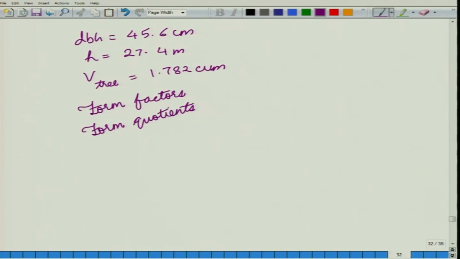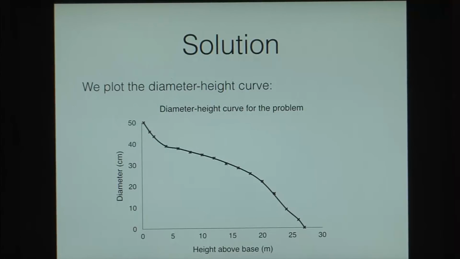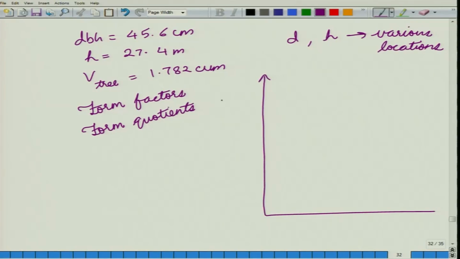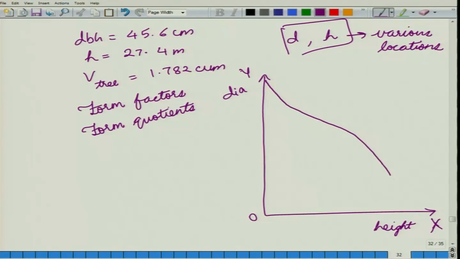So, how do we do that? We are given the diameters and heights at various locations. Now, the way of solving this problem is to first of all plot the diameter height curve. As we can see in this figure, this is similar to what we did in the very beginning. We take dia on the y axis and the height on the x axis, and we plot these various values that are given to us. We would get a curve that goes something like this.